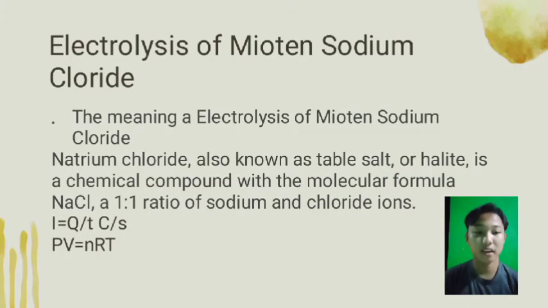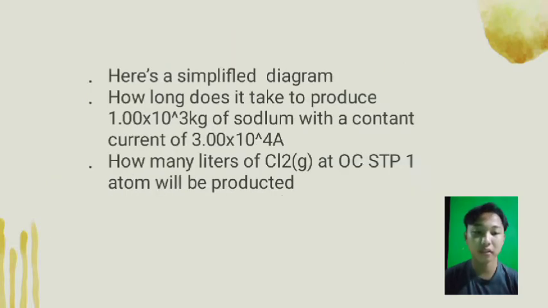Electrolysis of molten sodium chloride. Here's a simple diagram: 2Cl⁻ → Cl2(g) + 2e⁻ and 2Na⁺ + 2e⁻ → 2Na. The sodium produced is 4.35 × 10^4 moles. How long does it take to produce 1.00 × 10^3 kg of sodium with a constant current of 3.00 × 10^4 A?